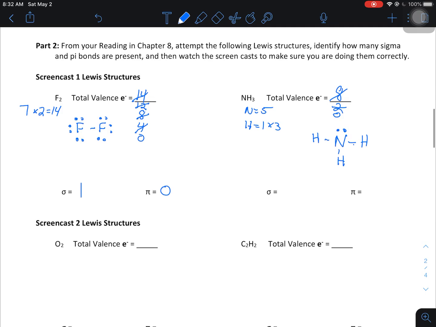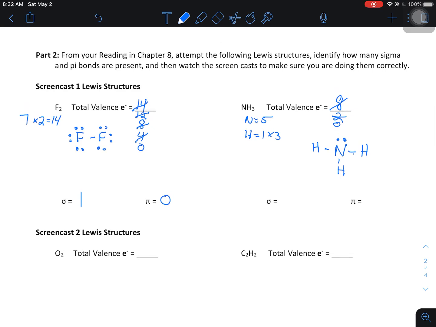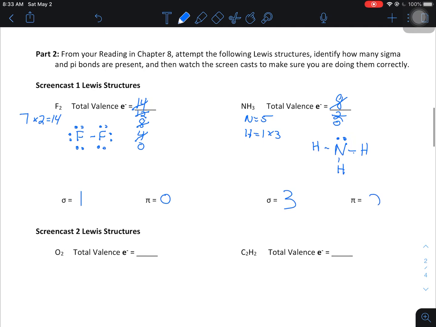Once again, analyzing, there is 1, 2, 3 different connections between nitrogen and hydrogen. That is 3 sigma bonds, and there are no second connections between the same nitrogen and hydrogen, so there are 0 pi bonds. These are examples of structures that follow the basic octet rule and are the easiest of the structures, I believe, to learn how to do.